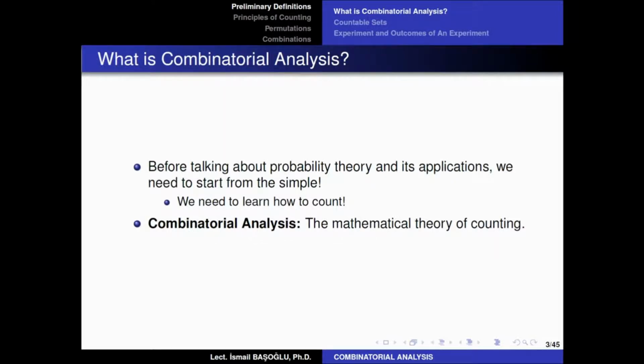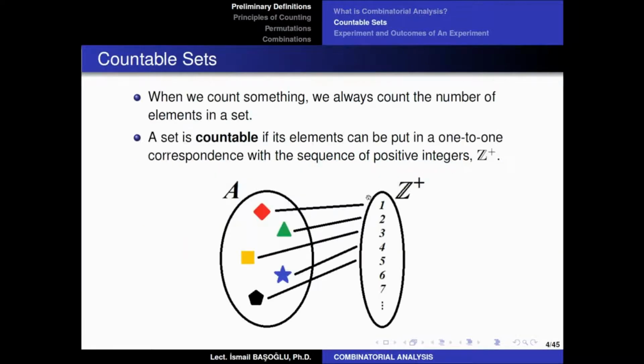Now, combinatorial analysis is the mathematical theory of counting. Counting is a simple concept, as you may think. However, it depends on the set that we are going to count. And most of the probability questions in real life can easily be answered by knowing how to count. And what is counting, actually? If we are going to learn about it, we first need to understand counting from a mathematical perspective.